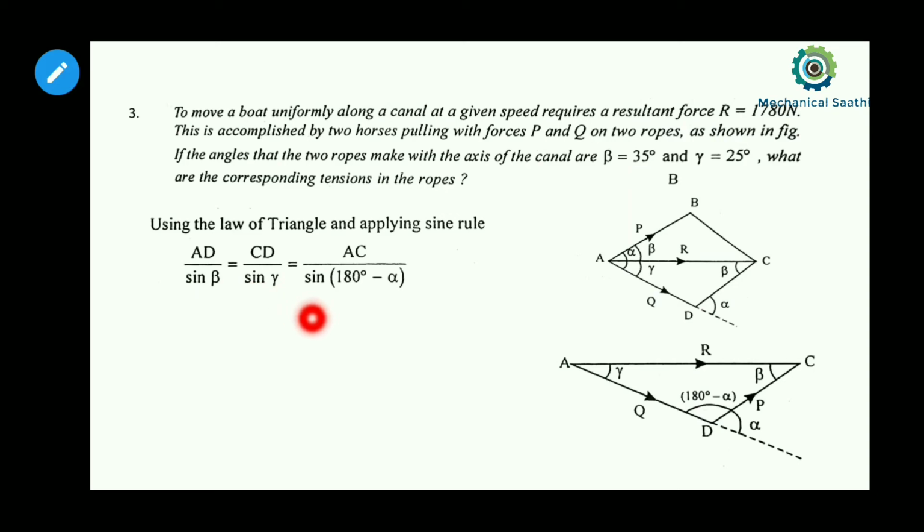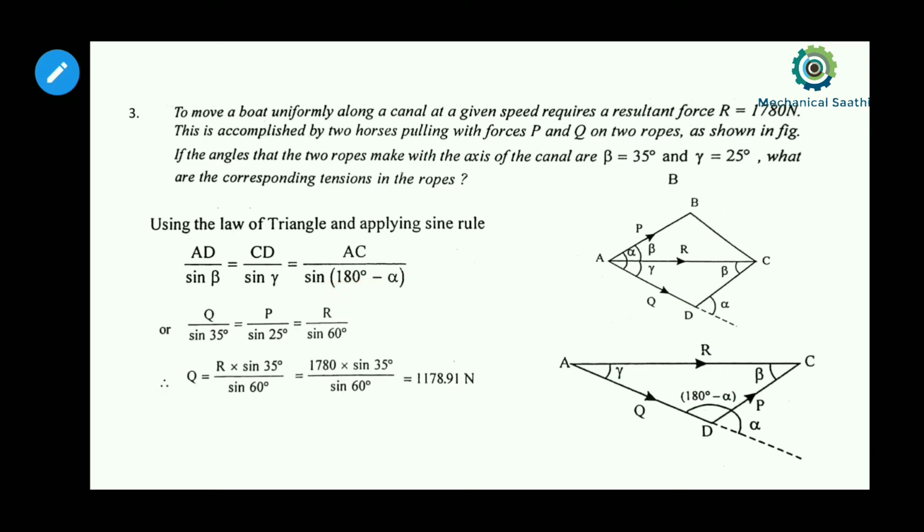So R is given to us, and simply we need to compare these two ratios with this one, so that we can find out all these values, like P and Q. So let us do that. Here I am writing this one. Okay, so we have put all these values. Then I am comparing this with this. So this sine 35 will be going to this one, then simply you calculate this value. So R into sine 35 by sine 60, R is given as 1780, and we can get the value of Q as 1178.91.